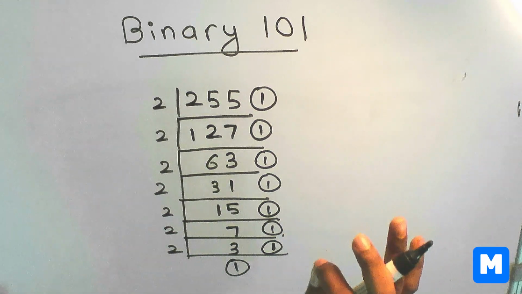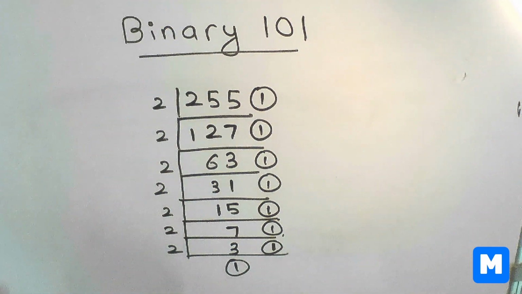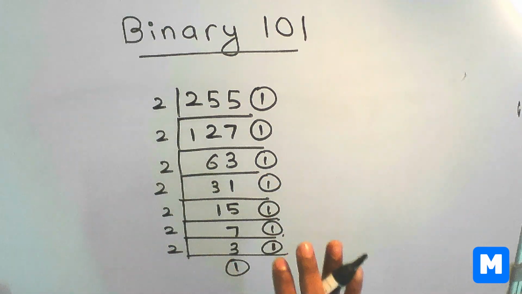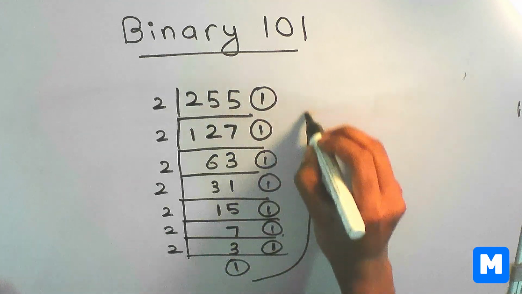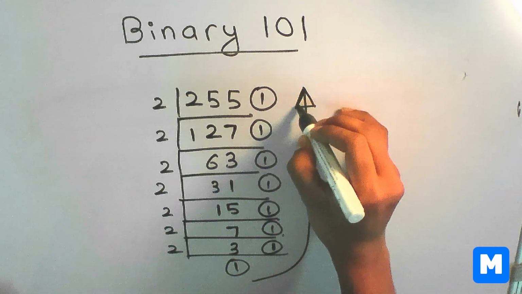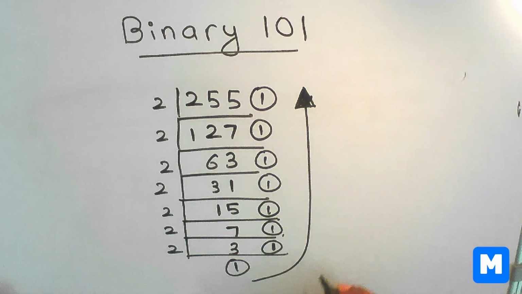But how do we read this? Do we go from top to bottom or bottom to top? Here, after we've reached the last digit, either 0 or 1, we read it from the bottom to top, not the top to bottom. We read it from the bottom to top.